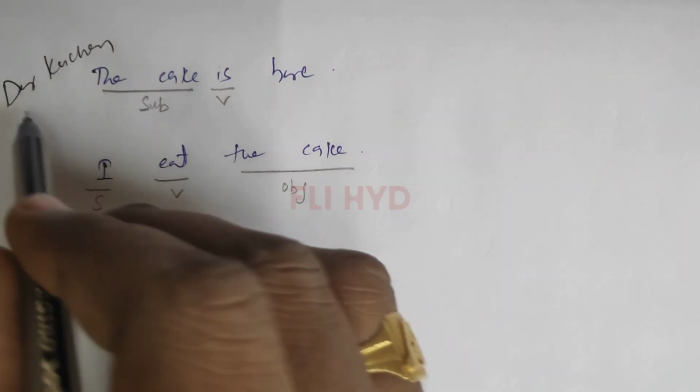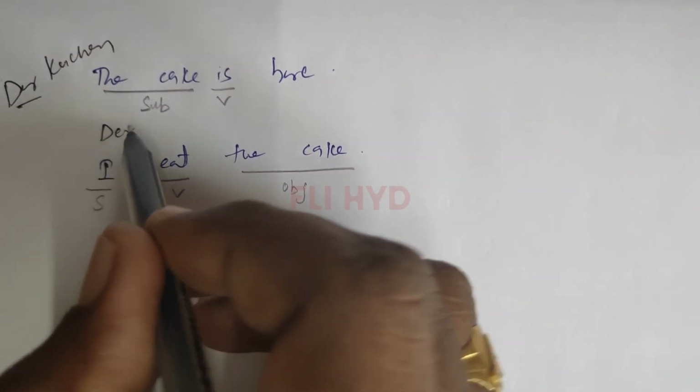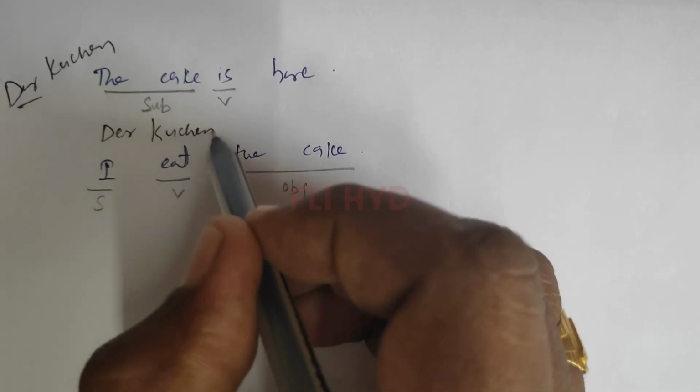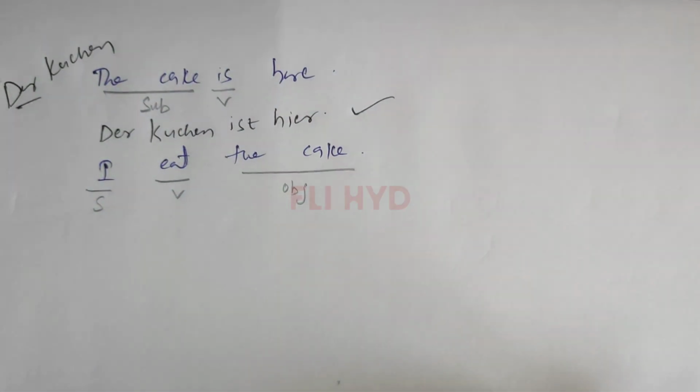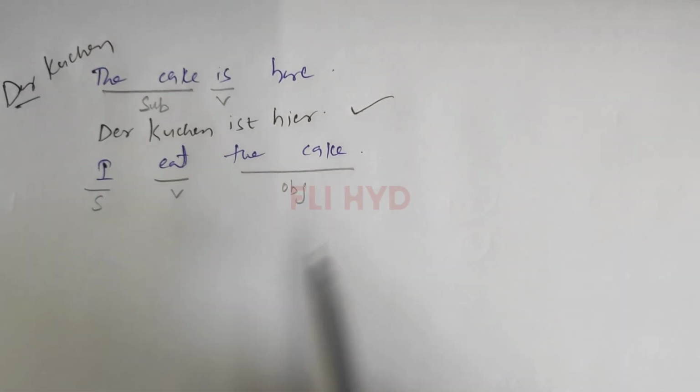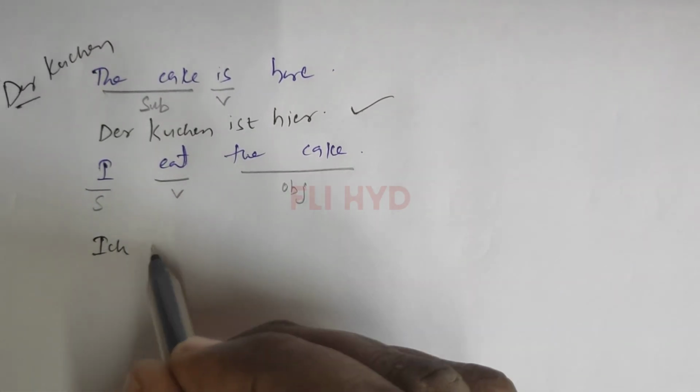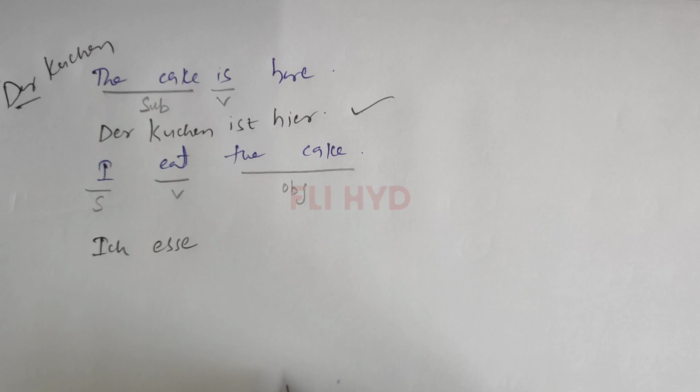So the cake is here. It is in the subject place, so it will be nominative. Der Kuchen ist hier. The cake is here. Right? Next one, I eat the cake. So I eat, ich esse.